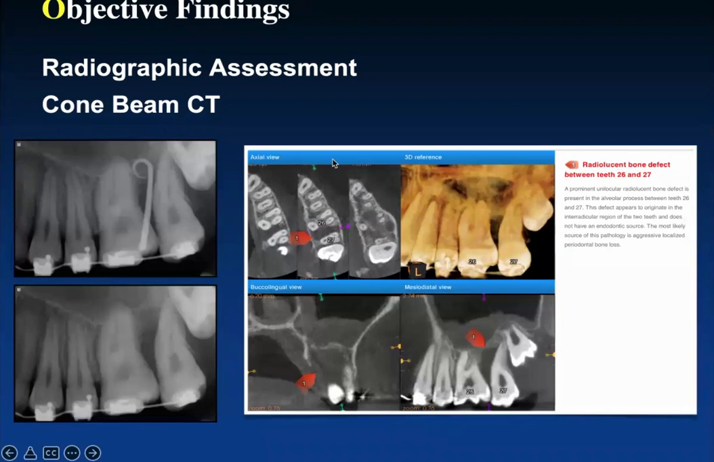So a CBCT was taken to figure out what's going on because we felt it might be non-odontogenic, or it could be periodontal. And it came with confirmation of aggressive localized periodontitis.